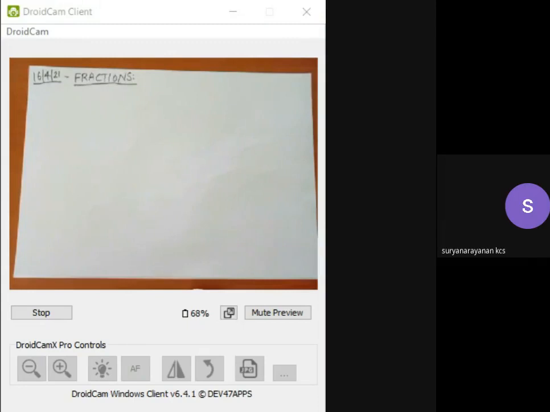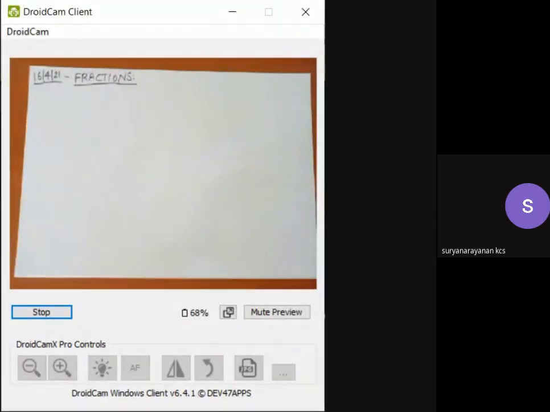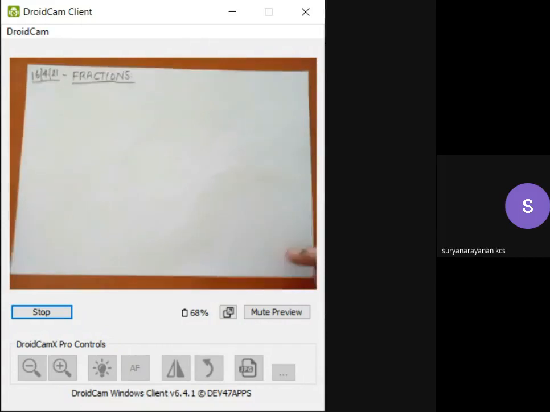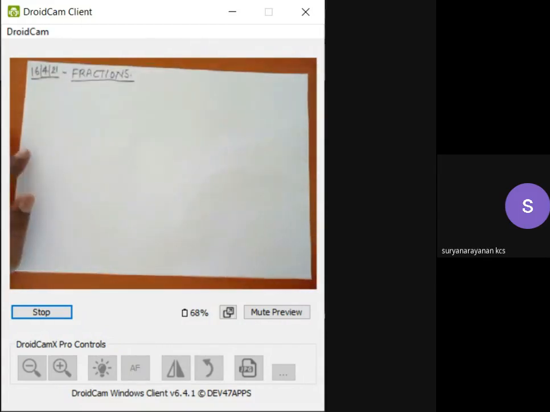So in the previous class, we have discussed like fractions, comparison of like fractions. Yes or no? Now, let us discuss addition and subtraction of like fractions.